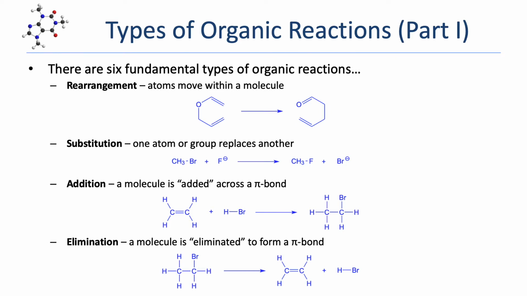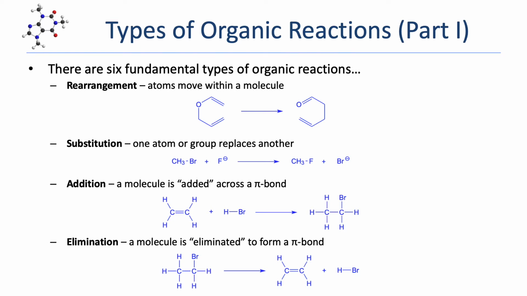First, we have rearrangements. A rearrangement is just a reaction in which atoms move within the molecule, creating new bonds and breaking old bonds. Essentially, it's the transformation of one constitutional isomer into a new constitutional isomer. So here you can see that these two molecules in this reaction have the same formula, but they are different structurally. The atoms are connected differently. That's a rearrangement. Next, we have substitutions.